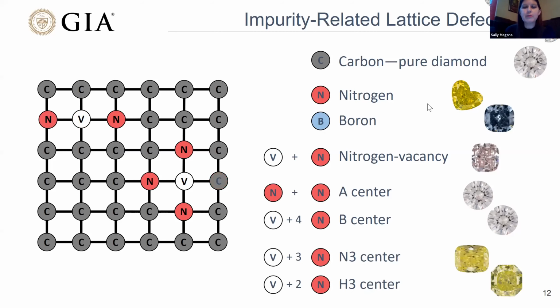But while we're also creating those A centers and B centers, along the way, we can also create some other defects that can impart color. So 3 nitrogens and a vacancy is called the N3 center, or 2 nitrogens and a vacancy. And those can create yellow color in the stone if they're present in high enough concentrations. So we have a whole cast of characters here, both on this slide and on the previous slide. And we're going to be seeing all of these throughout this talk as we go through the different colors.